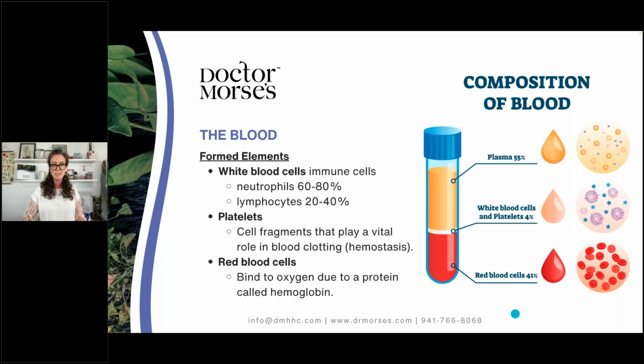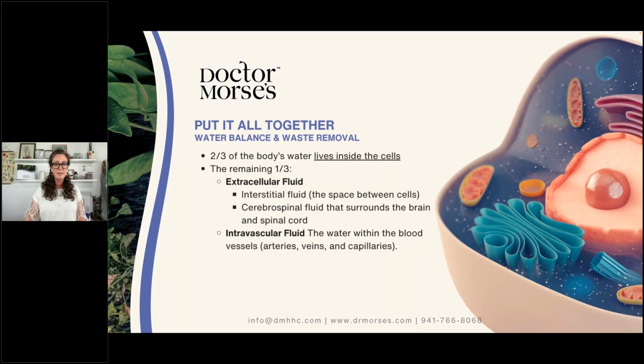So these are the formed elements within your blood, the more solid components, you could say. You've got white blood cells, your immune cells, neutrophils and lymphocytes. And then you've got platelets, which are cell fragments that play a vital role in blood clotting, hemostasis. And then you've got red blood cells. These are important for the oxygen delivery system. Red blood cells bind to oxygen due to a protein called hemoglobin. Okay, so that's the composition of blood, and that's the primary anatomy of the circulatory system.